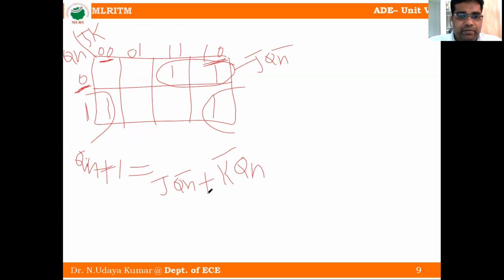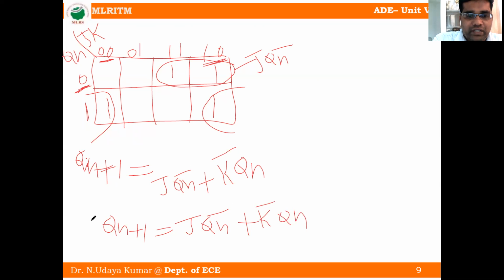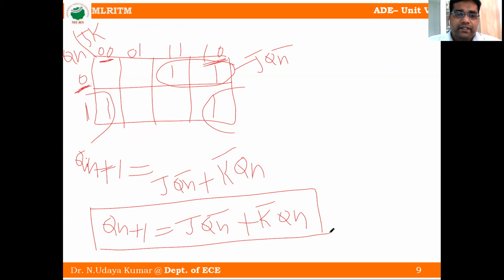Okay, this is the expression. So the final equation is Qn plus 1 is equal to J Qn bar plus K bar Qn. This is the equation for JK flip-flop. So till now we saw first how to derive the truth table, then the conditions: 0 0 is no change, 0 1 means reset, 1 0 means set, 1 1 means toggle. Then we found the equation for JK flip-flop.